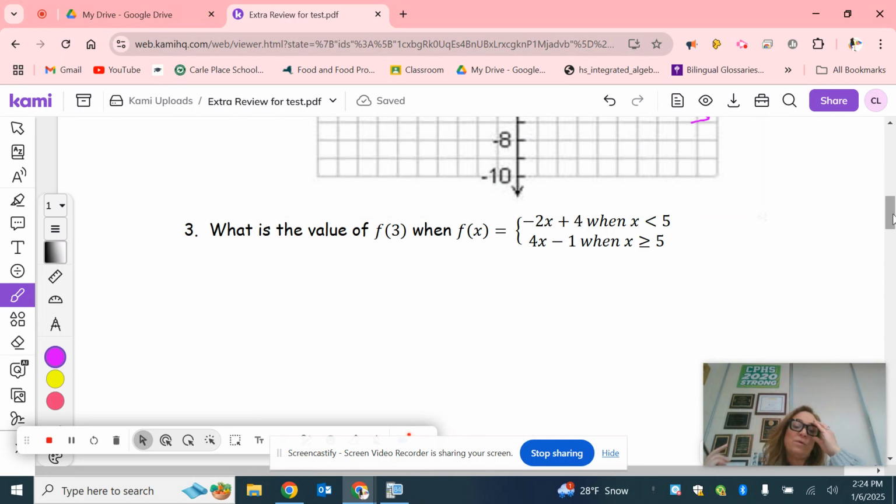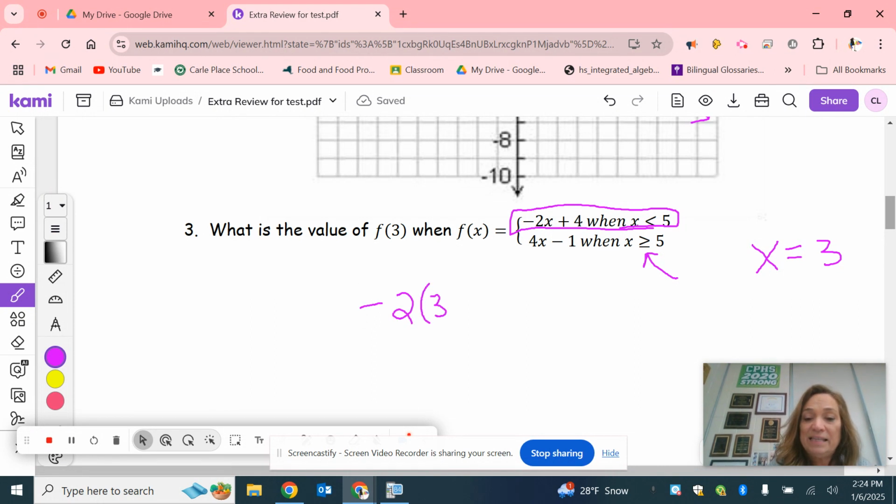All right, what is the value of f of 3 when f of x is equal to? So they're saying that x equals 3. So my first job is to figure out, am I going to use this, x is less than 5? Or am I going to use this, x is greater than or equal to 5? So 3 is less than 5, so I'm going to use this. So I take the 3 and I replace the x with it. So I have -2 times 3 plus 4, which equals -2. You can do that in your head. You can do a little scrap work, or you can use your calculator. All right, so this is asking me to find the value of f of x when x is 3.